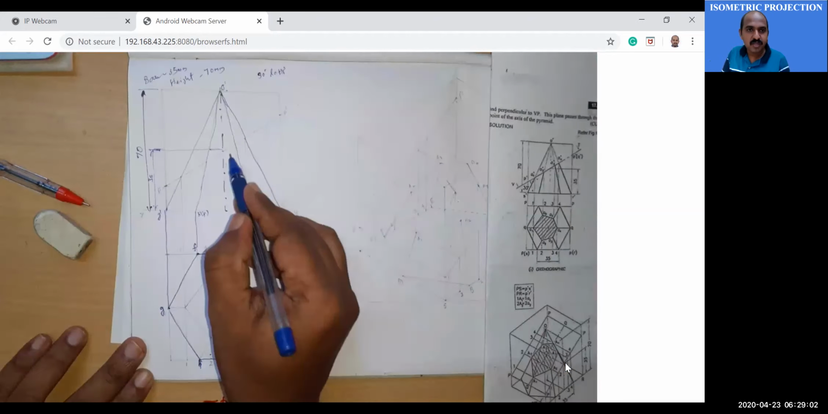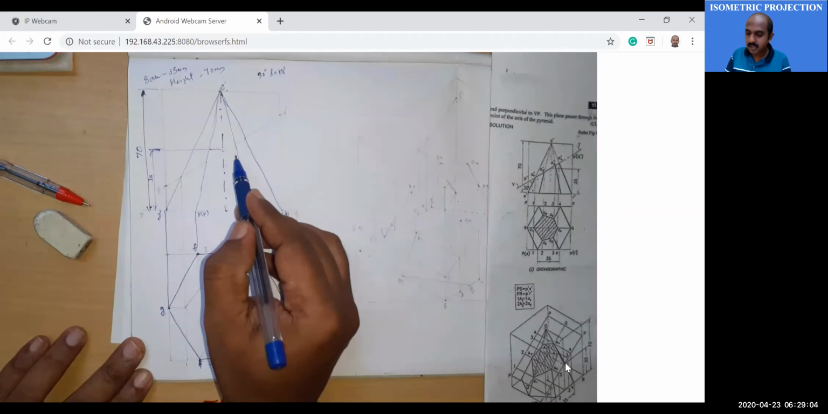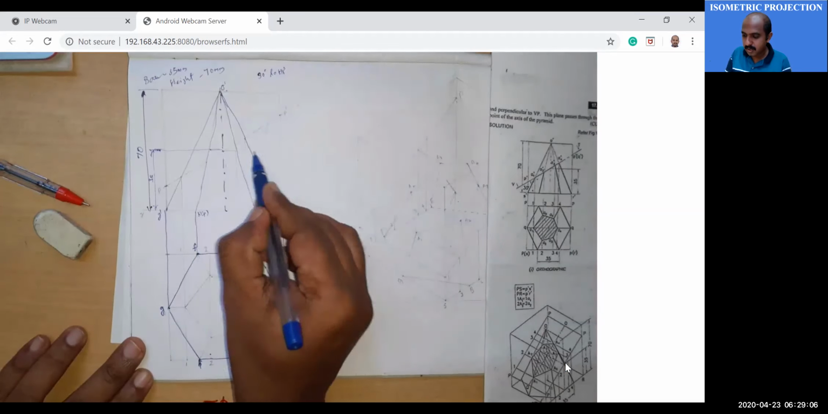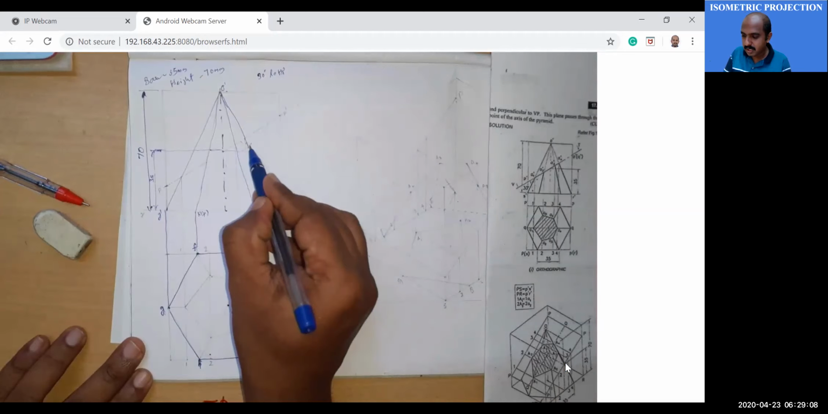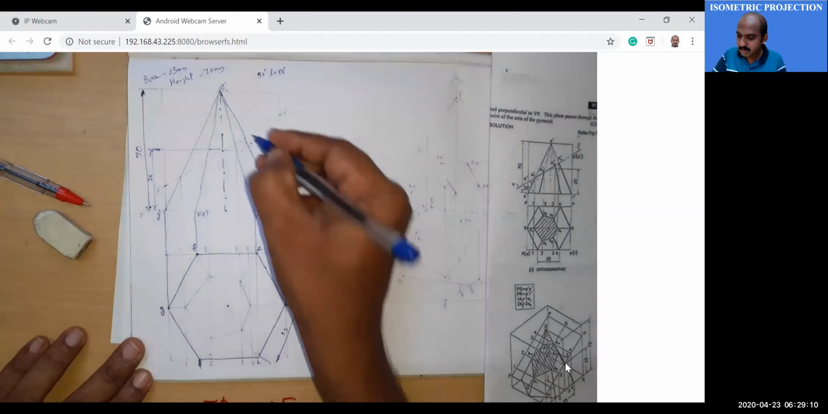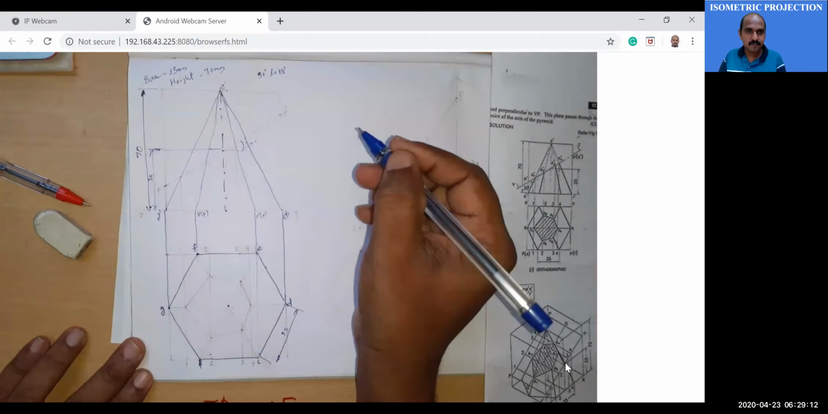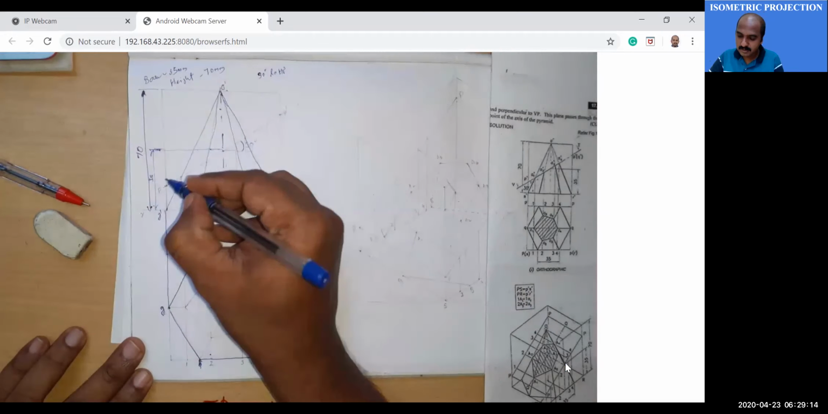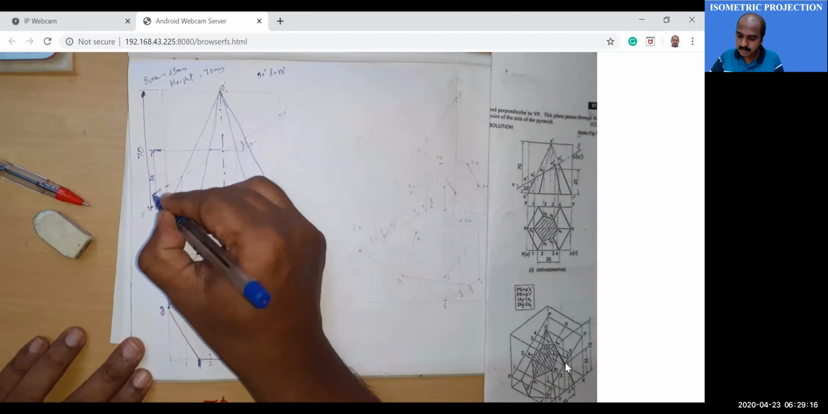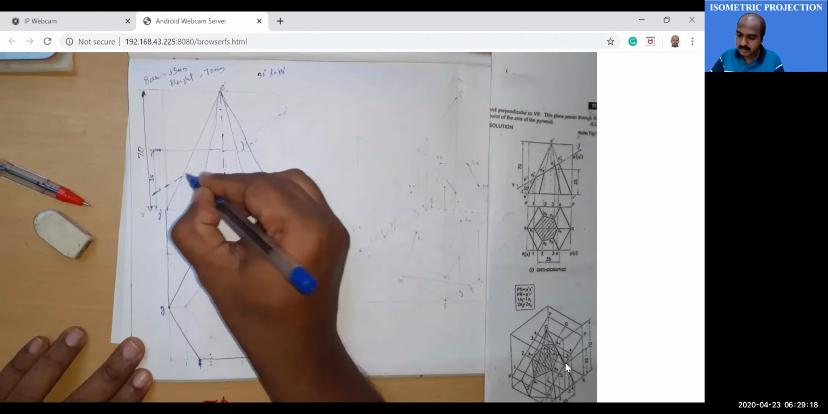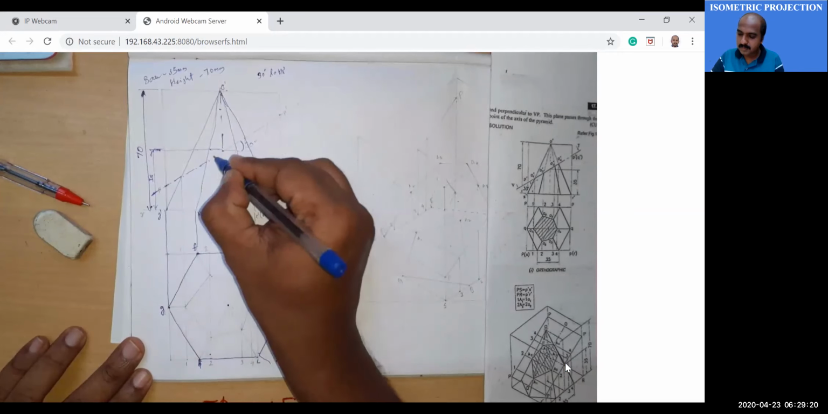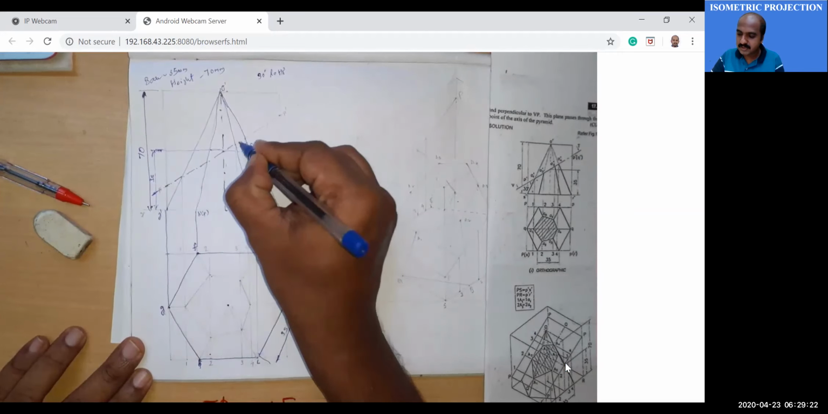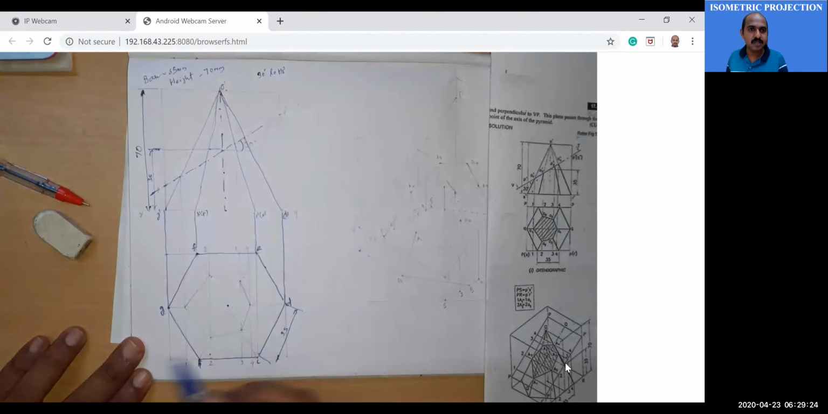At 35 mm height, you locate one point and draw a 30 degree line. What is the 30 degree line? That is your section plane. So this is your section plane, which bisects the axis.